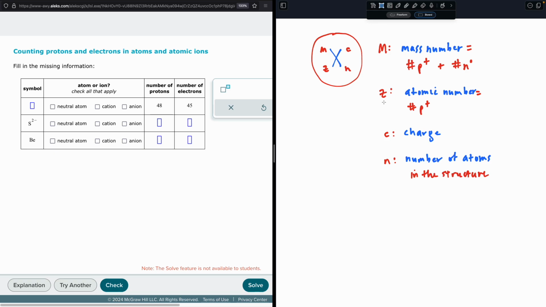So we're going to use the same framework for this topic as we used for the others, and that is this notation over here, where X is the symbol of the element, C is the charge, which I've got written over here, N is the number of atoms in the structure we're describing, and these are all just one atom, so that's all going to be one. We won't put anything there. Z is the atomic number, and M is the mass number. And the mass number, again, is the number of protons plus the number of neutrons. All right, so let's look at this.